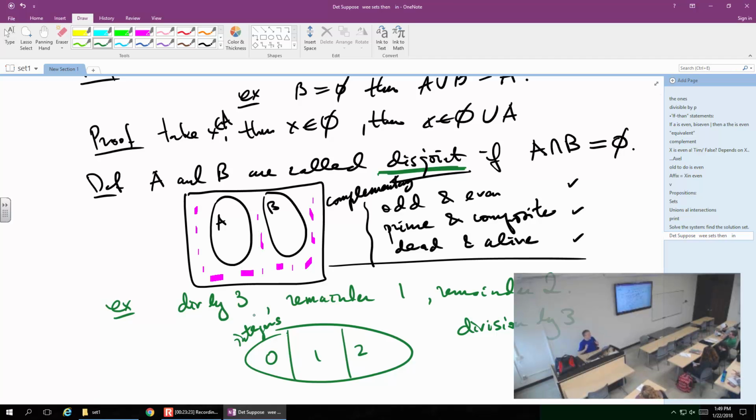Certainly they do not overlap, even though it needs to be proven. So we need to prove that it is indeed the case, but at least it is intuitively clear that you cannot have the remainder simultaneously 0 and 1, but you also know that there is a third possibility, a remainder of 2. So anyway, we'll do more of this.